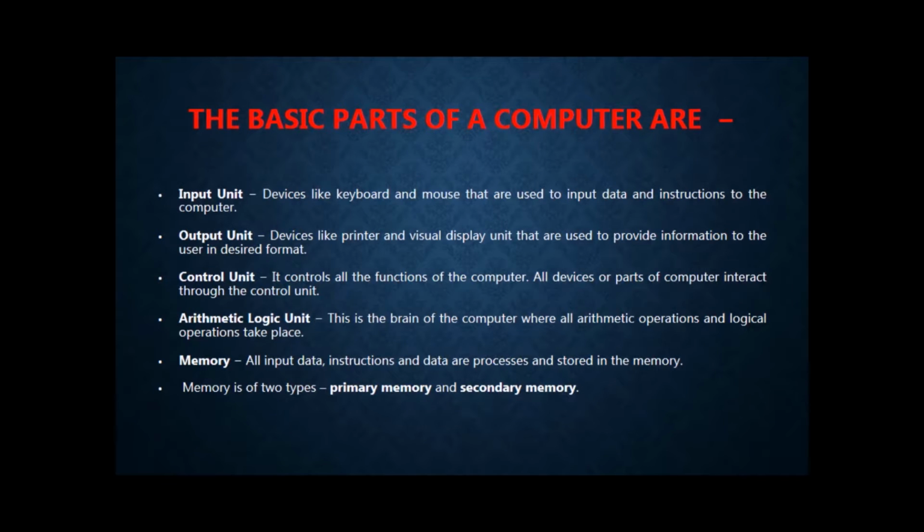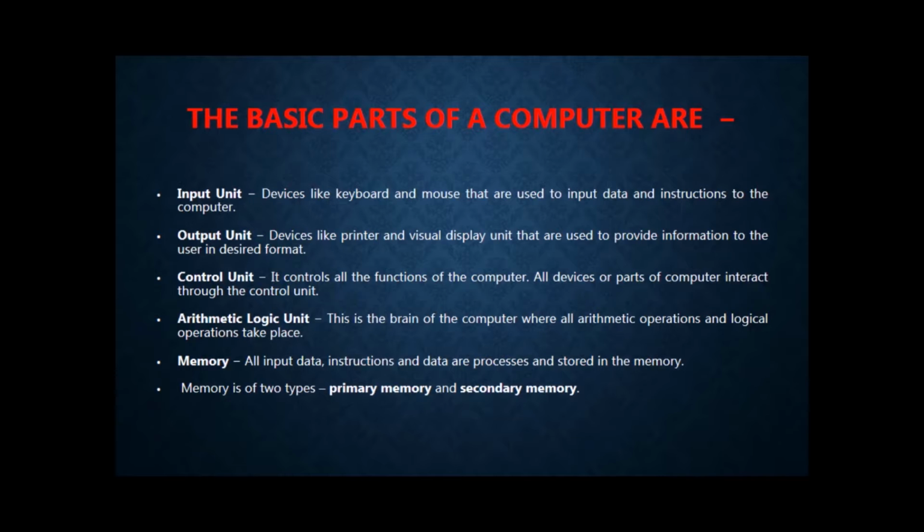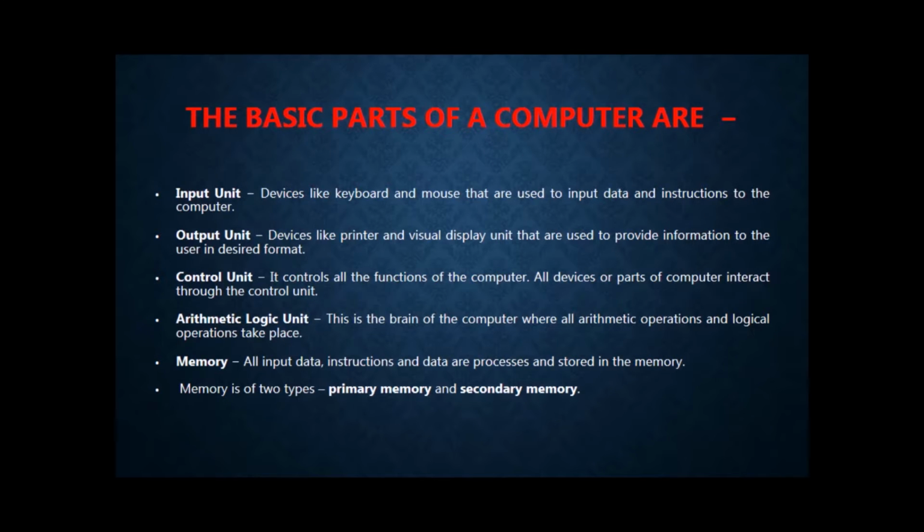Now, output unit. Output units are devices like printer and visual display units that are used to provide information to the user in desired format. Now, input unit, these are the devices you use to give the computer your instructions. Then once you've given your instructions, the computer will give you feedback using output units. Now, these are like printers if you wanted to print something, or a visual display unit like a monitor. Hope we're together.